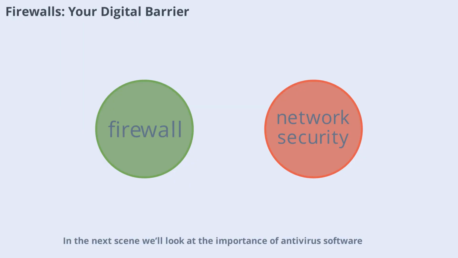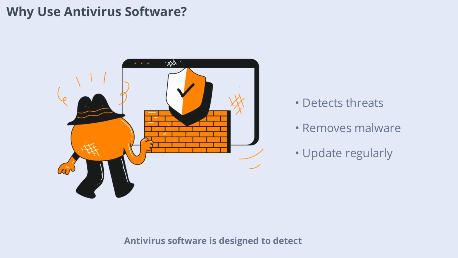In the next scene, we'll look at the importance of antivirus software. Antivirus software is designed to detect and remove malicious programs from your devices. It scans your files, emails, and downloads for threats and helps prevent infections before they cause harm. Make sure your antivirus is always up to date for the best protection.